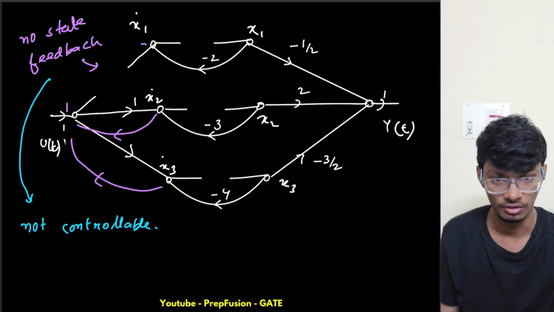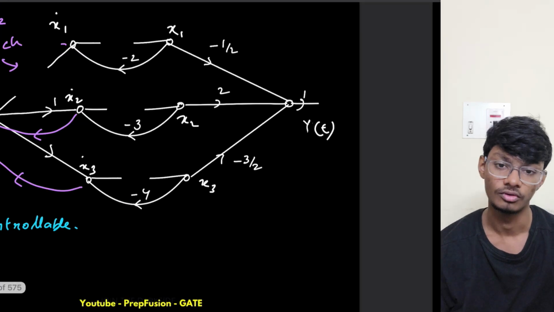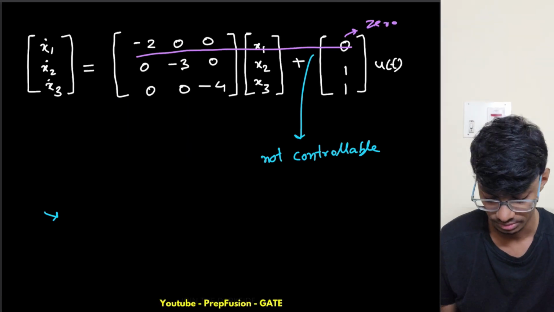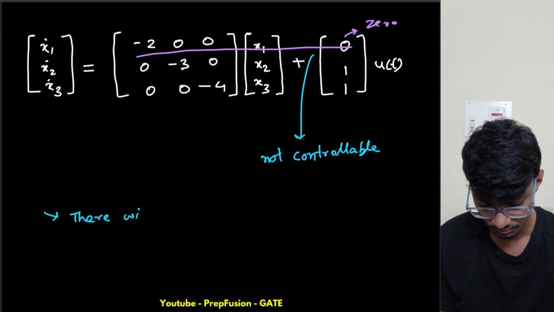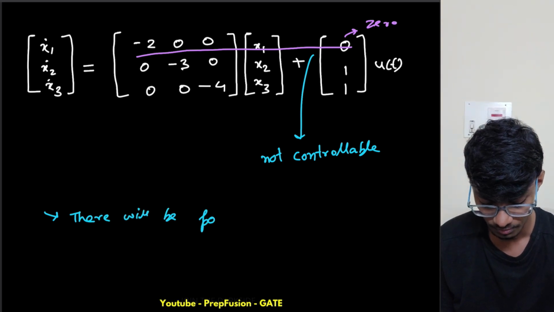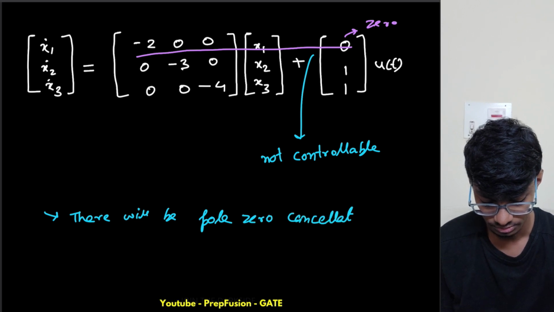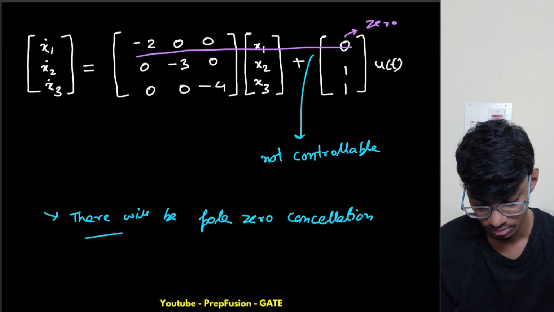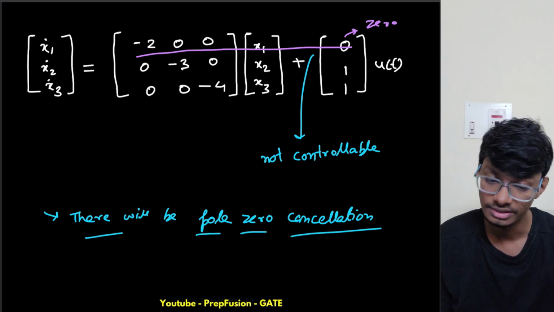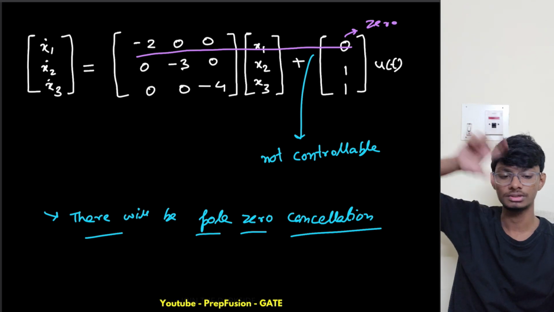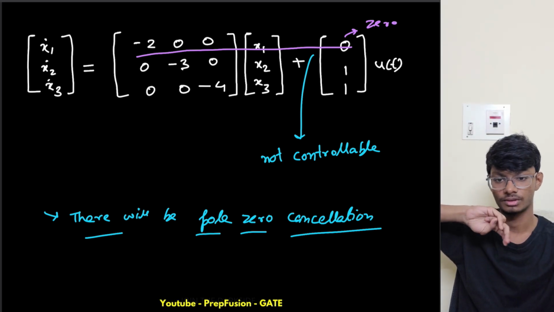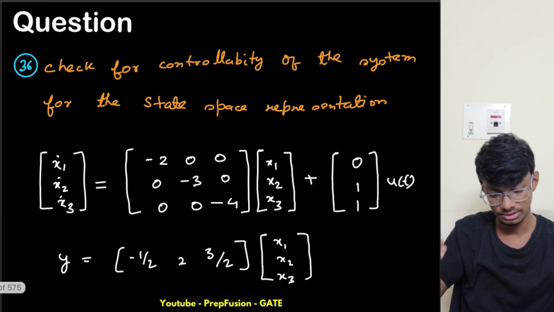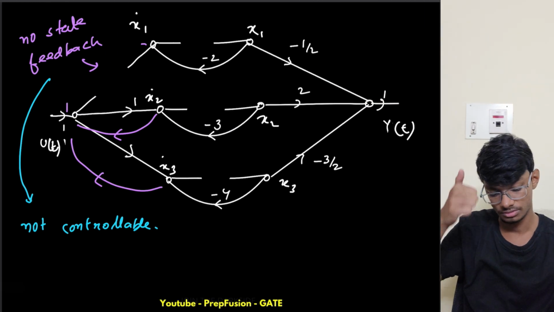As if we solve for this, what will happen? There will be pole zero cancellation. How? Let's see. If there is some pole zero cancellation, either the system will be controllable or not controllable or not observable. Okay, so let us see if there is pole zero cancellation or not. So you try to solve this.